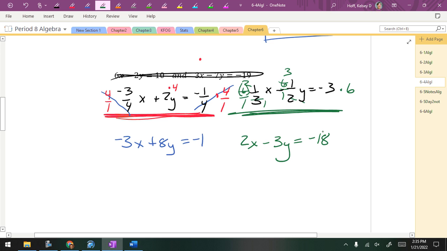Now, in order to do the first step of this, what are you going to have to do? You're going to have to multiply again, agreed? Pick whether you want to match up x or y's. But I always get rid of my fractions before I try to pick what I'm going to match up.